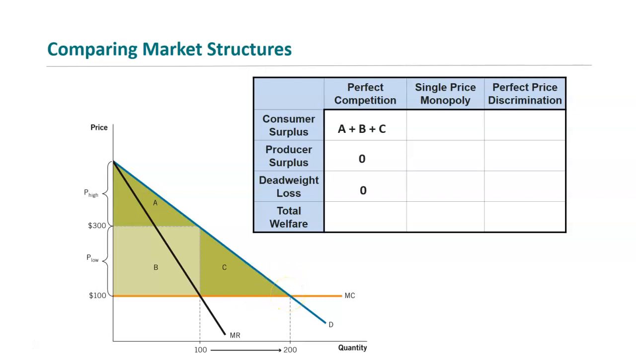So there's no deadweight loss, and the total welfare then is consumer surplus plus producer surplus, A plus B plus C. This we're used to doing. We've done this welfare problem before when we've talked about perfect competition. We've also done this before for a single price monopoly.